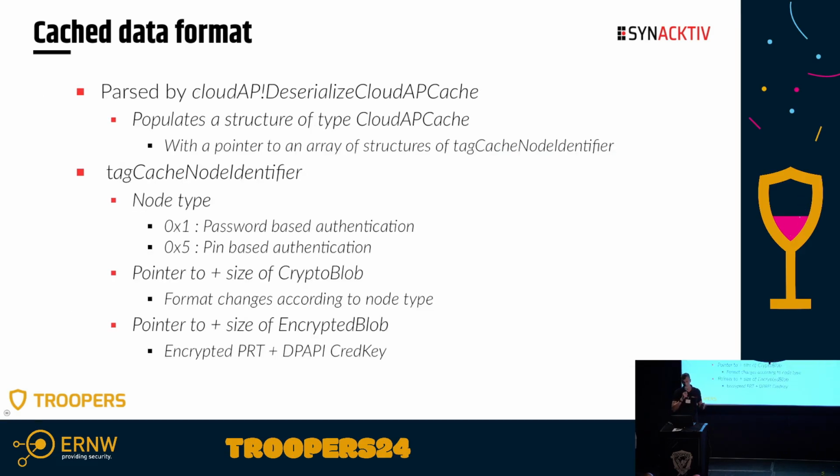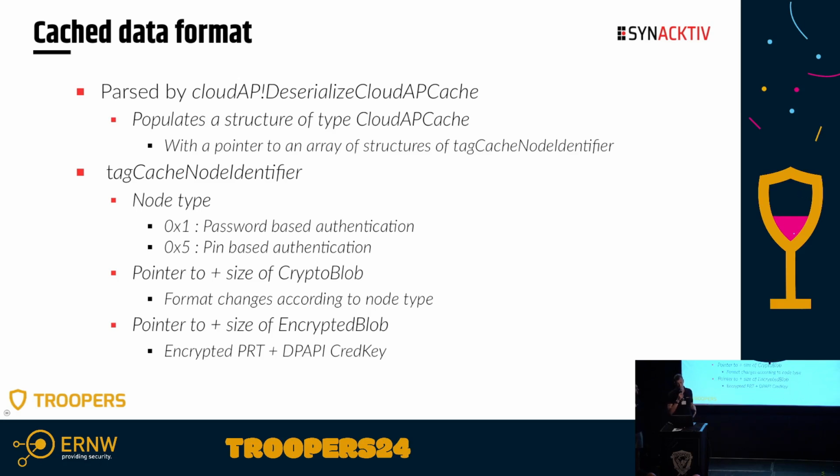Okay, so a few words about where the parsing of the file occurred. The function deserialize cloud AP cache is the one doing the parsing of the file. It will populate a structure of type cloud AP cache, and within this structure we'll find a pointer to an array structure, and the type of this array structure is tag cage node identifier, so it will contain the node type. As I just told you, there are different types.